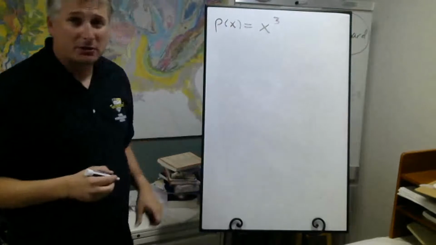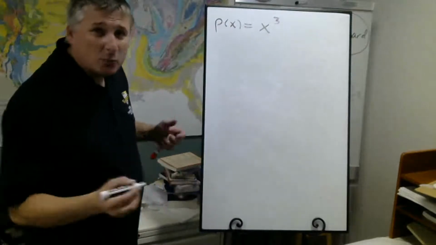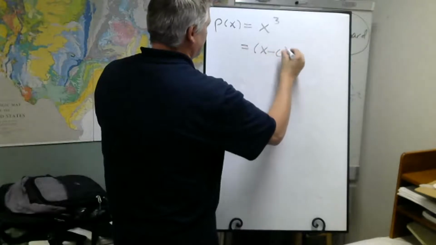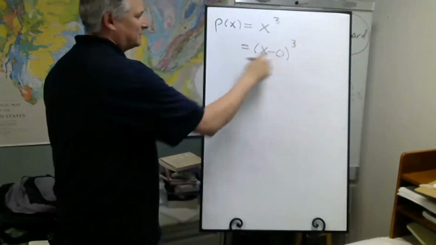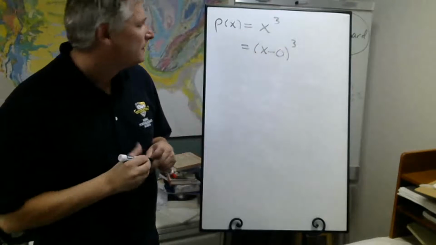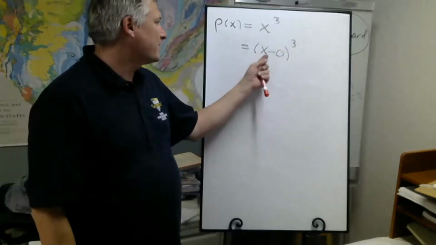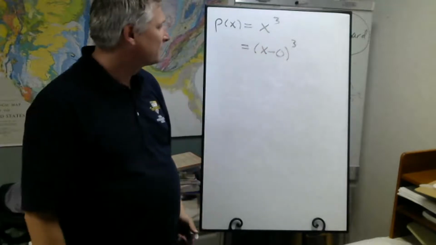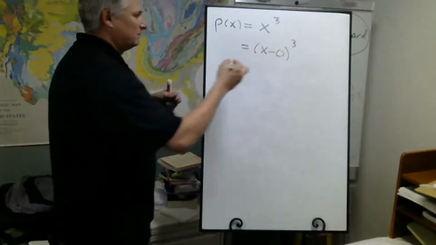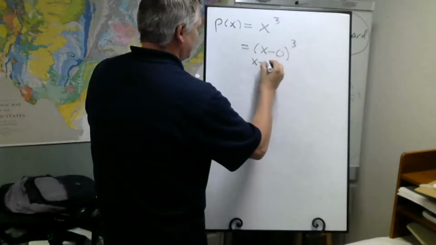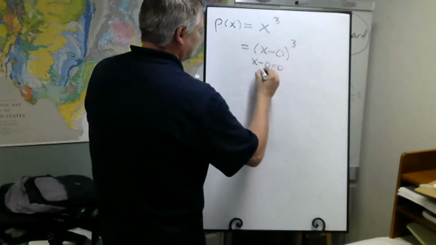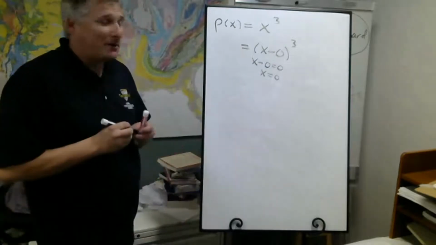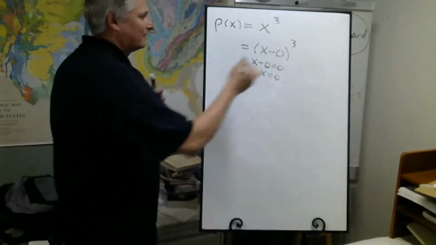Well, p of x equals x cubed. Now again, we can rewrite this as x minus 0 cubed, because subtracting 0 doesn't change anything. And if you go backwards, x minus 0 is just x. We're cubing that, we get x cubed. But again, we can try to find the x-intercept. When is this equal to 0? Well, when x is equal to 0. So there you go.